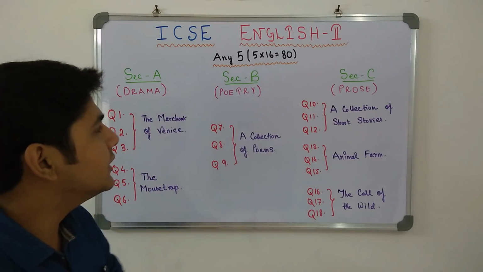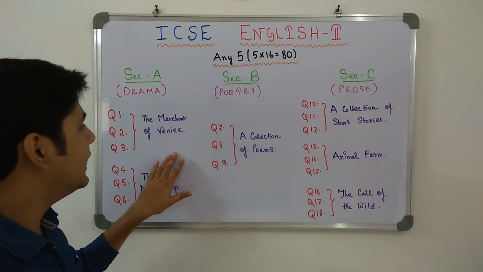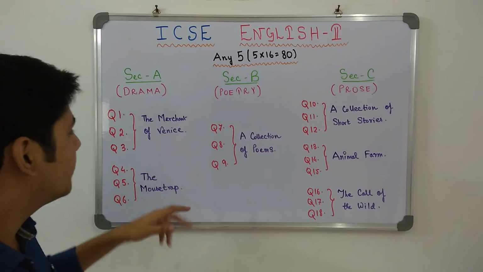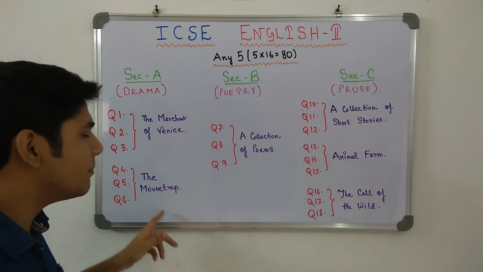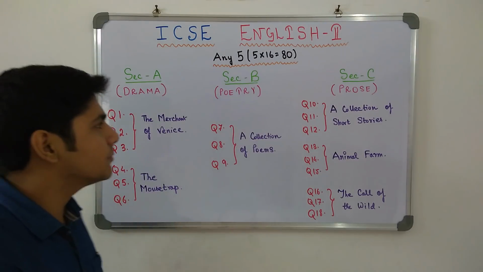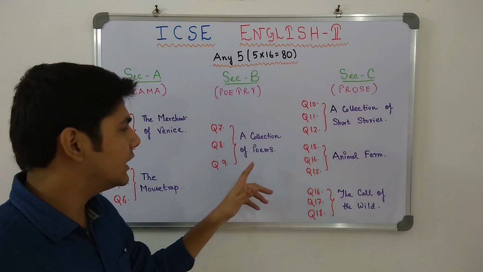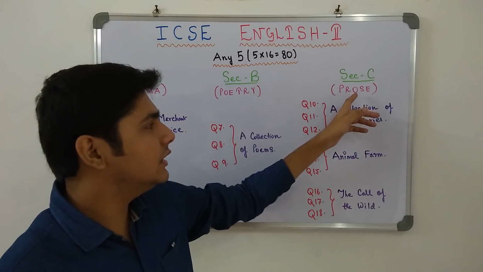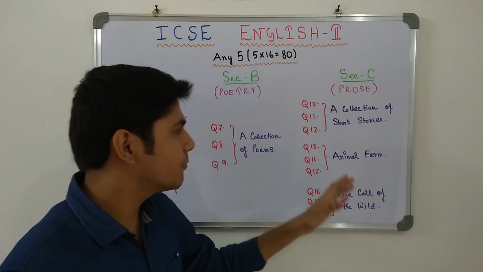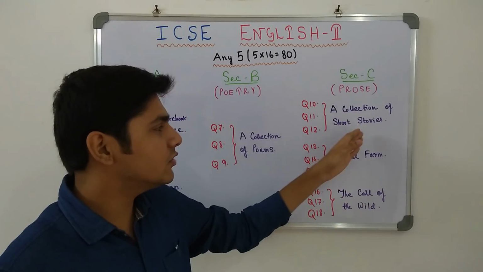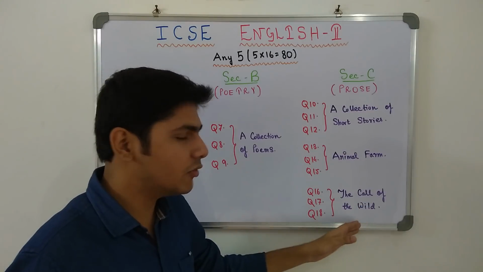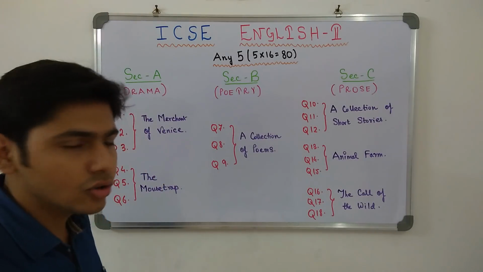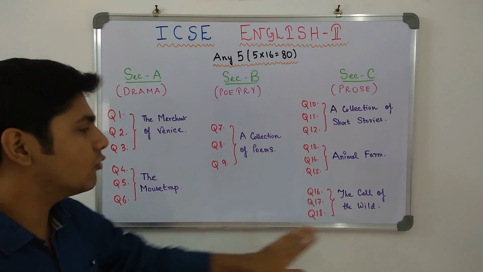Okay, the question paper is divided into 3 sections: section A, section B and section C. Section A is for drama. There are 2 books, Merchant of Venice and The Mousetrap. You may have studied any one out of those 2 books. Section B is poetry. There is only 1 book over here, a collection of poems. You should have studied this book. And number C, that is section C, that is short stories. There are 3 books over here, a collection of short stories, Animal Farm and The Call of the Wild. You may have studied any 1 book over here. So basically 1 book from drama, 1 book from poetry and 1 book from prose.